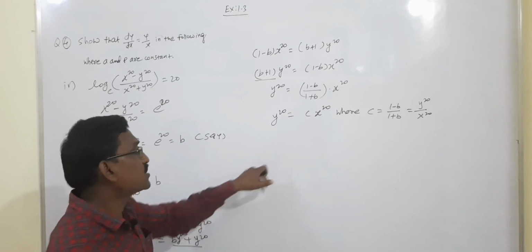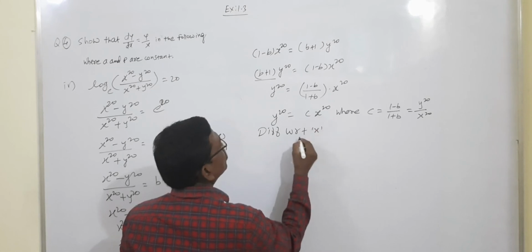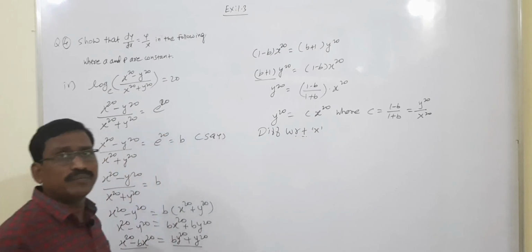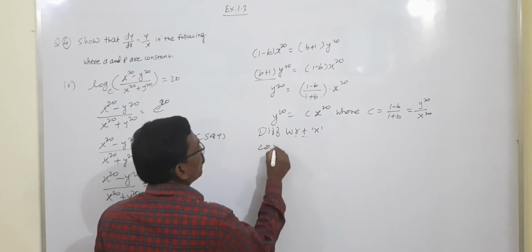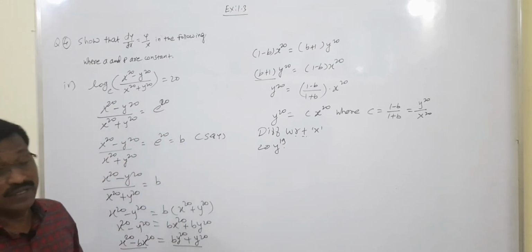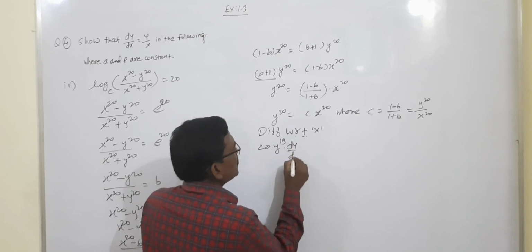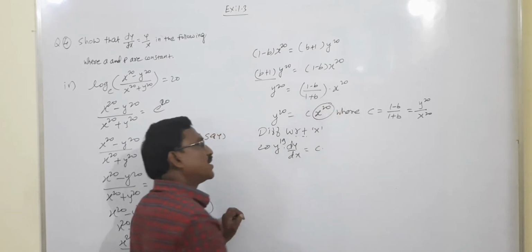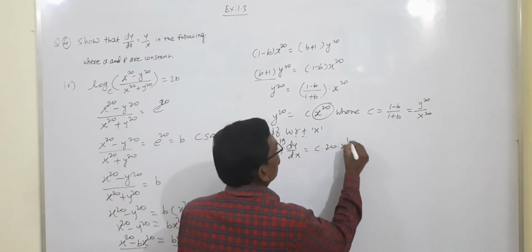Now we differentiate with respect to x. So the derivative of y to the power 20, by using x raised to n, is 20 into y to the power 20 minus 1, that is 19, into, by the chain rule, again we have to find the derivative with respect to x, that's why dy by dx is equal to constant c as it is into, again we use the derivative of x raised to n, it is n into x raised to n minus 1. So 20 into x to the power 19.